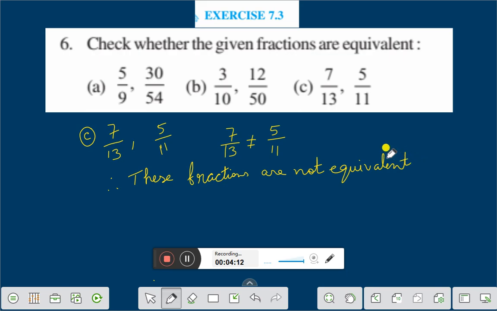Right? This is the solution of question number 6, exercise 7.3.